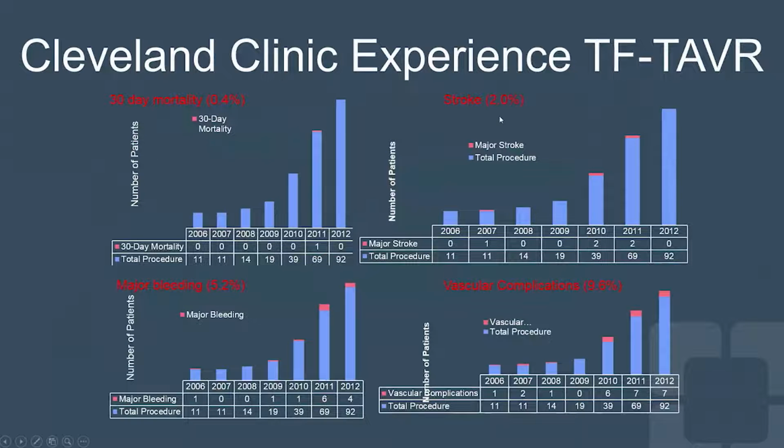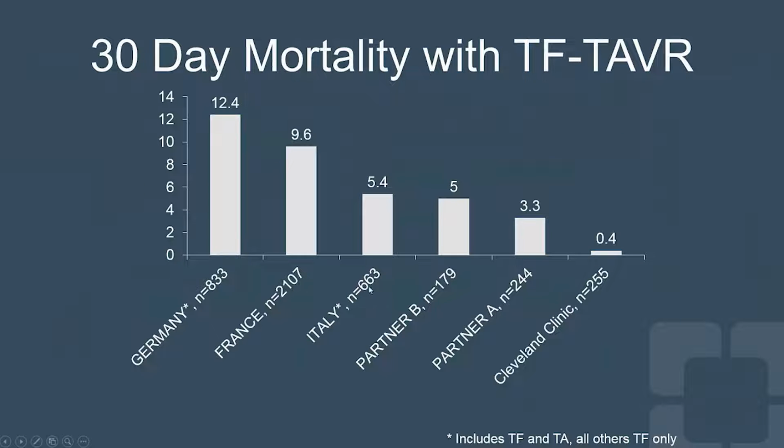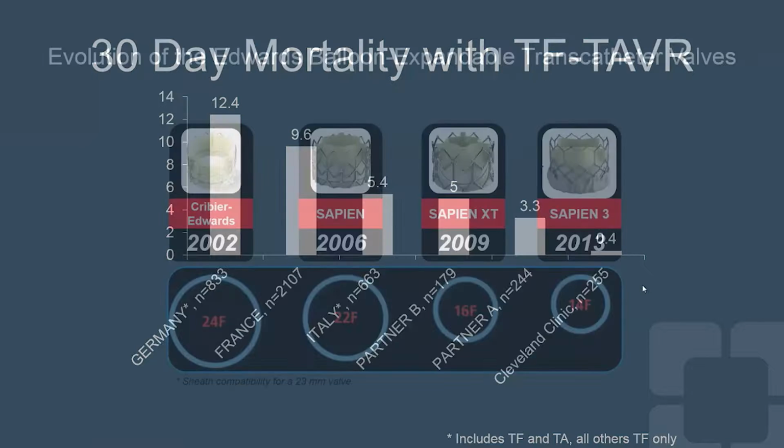Our stroke risk for TAVR is approximately 2%. Vascular complication rate is about 9%, but that is decreasing with the smaller devices. And major bleeding requiring transfusions has also been around 5%. The 30-day mortality, looking at the various trials, in the early trials in Germany and France was around 10%. In the Partner 1A and Partner B trials, it was around 3 to 5%. And in our experience, in the first 255 cases, the mortality was only 0.4%.